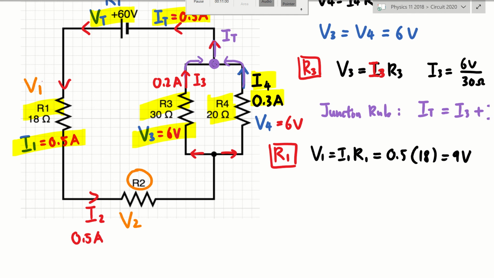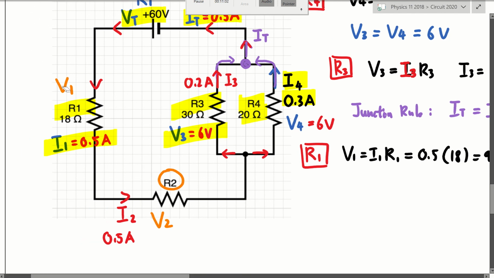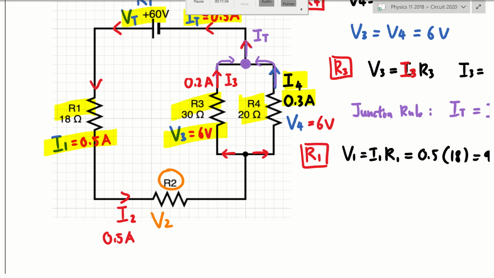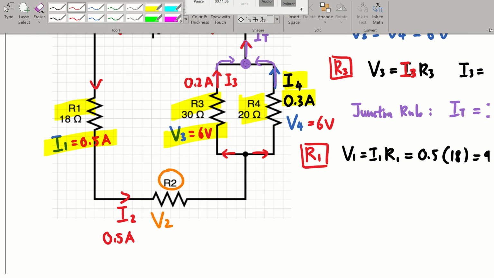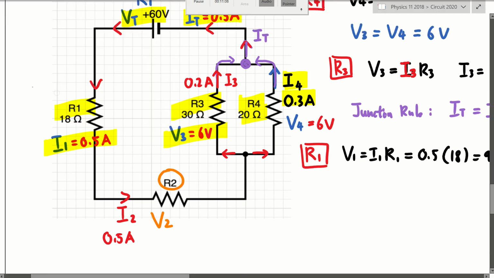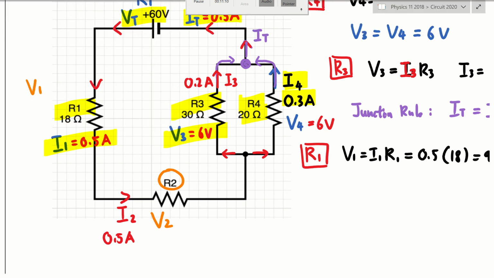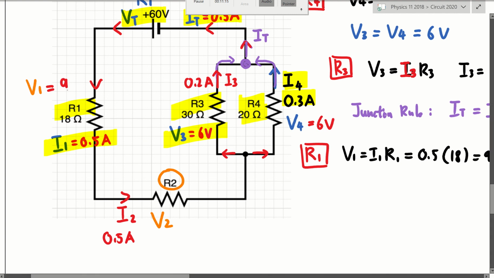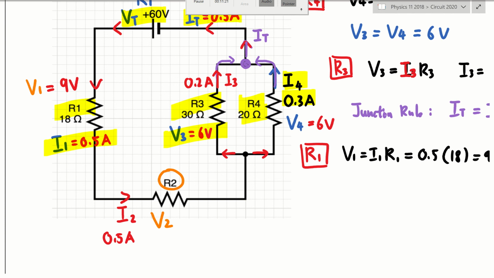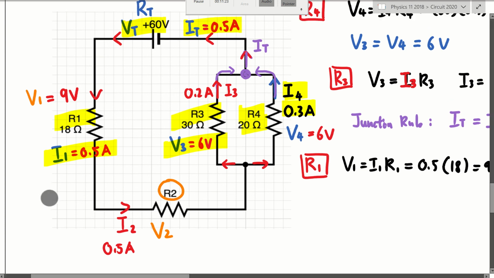This is 9 volts. V1 is 9 volts. Oh, actually, we answered one of the questions. V1 is one of the items that they want to find. 9 volts. Okay, we'll list them out later. But I know V1 is 9 volts now. Okay, so how does that help?